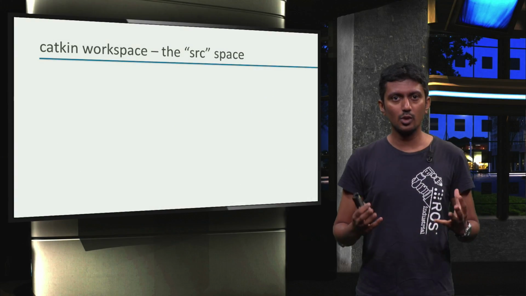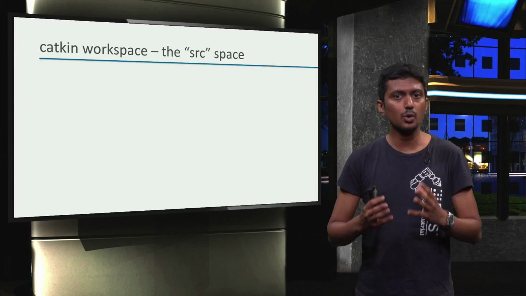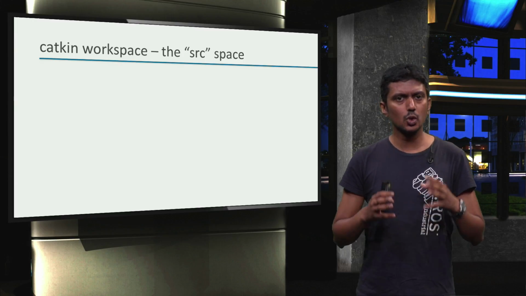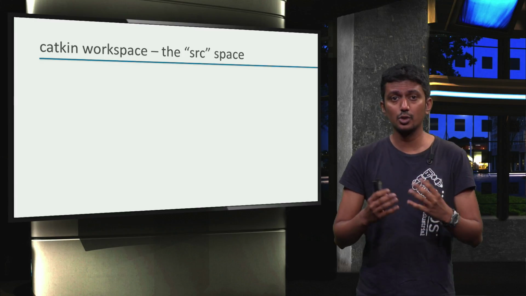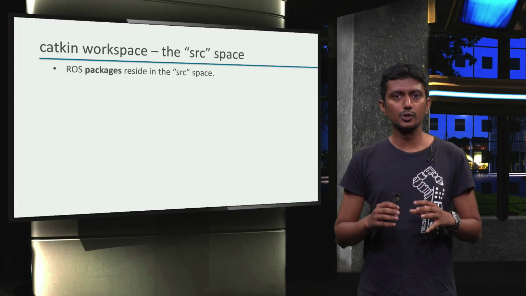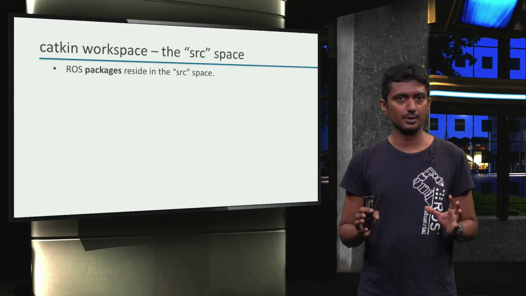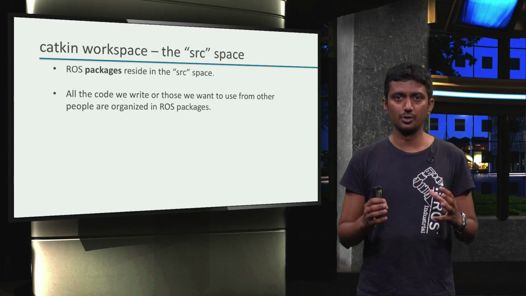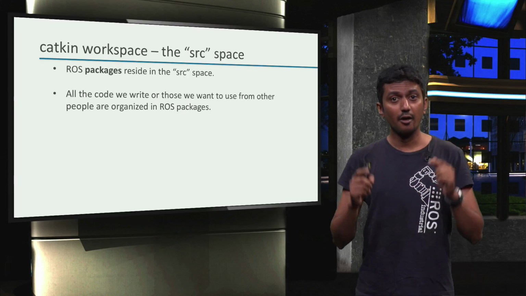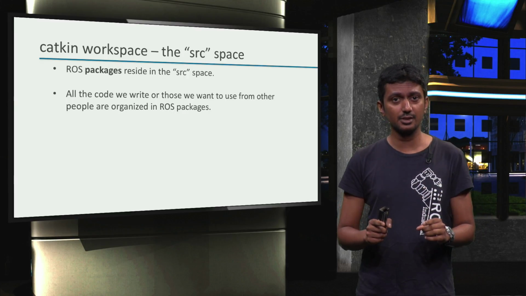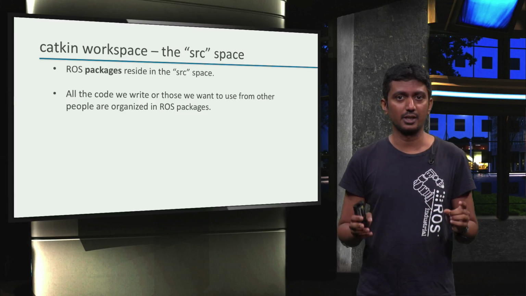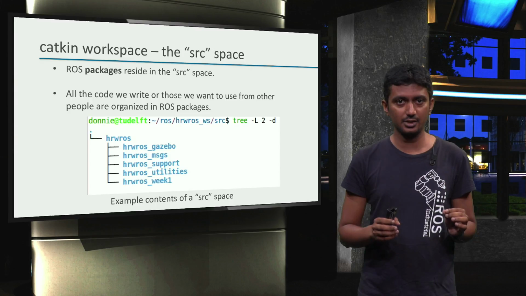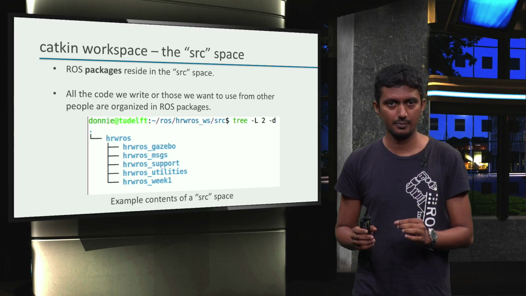Now that we know what's inside a ROS workspace and how to create a Catkin workspace for a ROS application, let's go one step further into the source space. The source space contains ROS packages. All the code that we write, or some of those that we use from others with some changes, are organized in ROS packages. Here is an example of a few ROS packages within a source workspace.